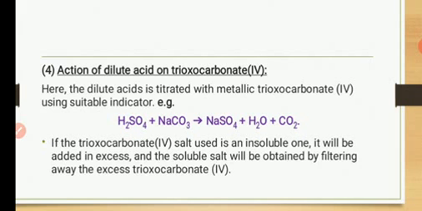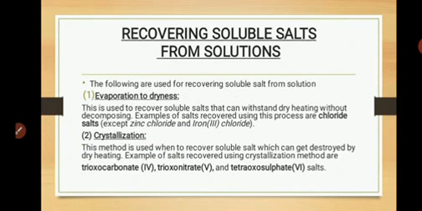Can you remind me the first method? Number 1, action of metals on acid. Number 2, action of alkali on acid. Number 3, action of what? Action of acid on an insoluble base. Then action of acid on carbonate salts. Those are the methods for preparing a soluble salt.